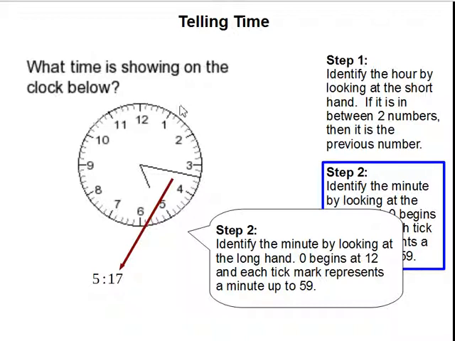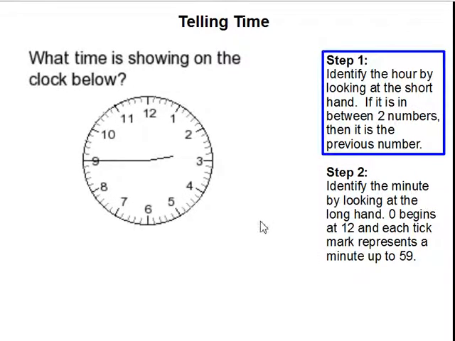Another way to do this is to look at each number, and it represents 5 tick marks. So this would be 5, 10, 15. Then you count 1 tick mark, 16, 17. Our resulting time is 5:17.